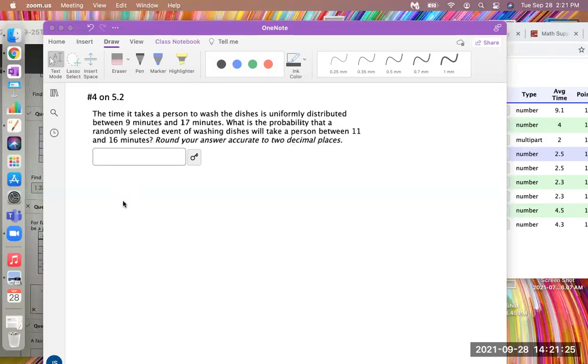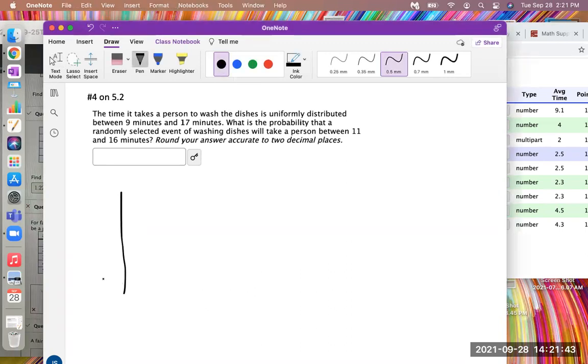The time it takes a person to wash dishes is uniformly distributed between 9 and 17 minutes. What is the probability that a randomly selected event of washing dishes will take a person between 11 and 16 minutes? So a uniform distribution looks like a rectangle. And we can draw an axis, but the most important thing is it looks like a rectangle.